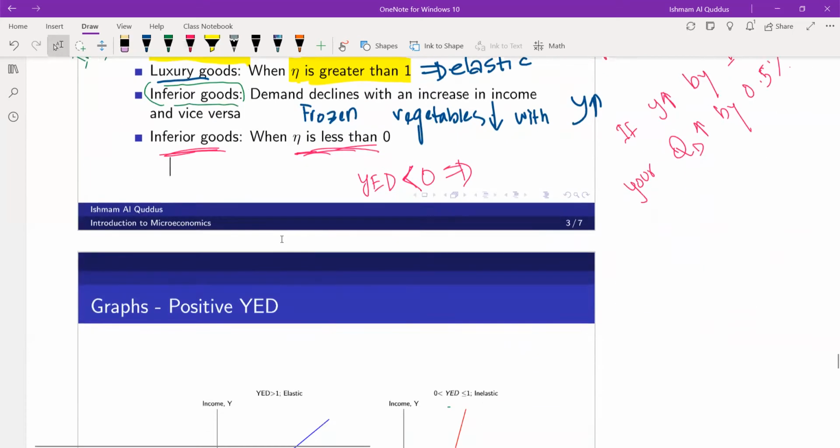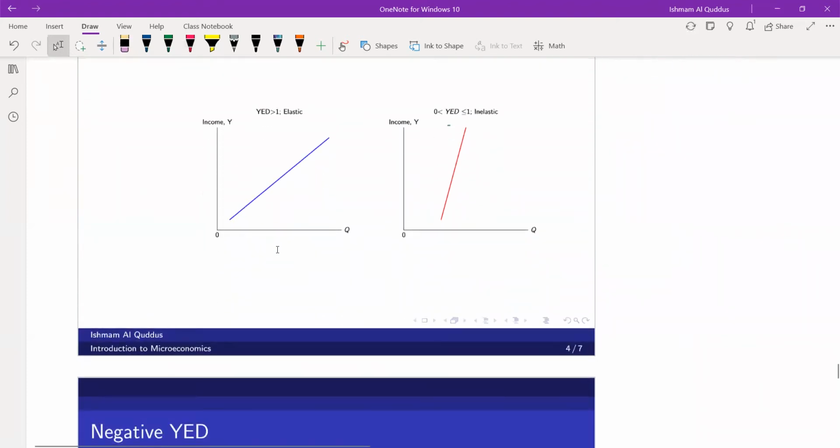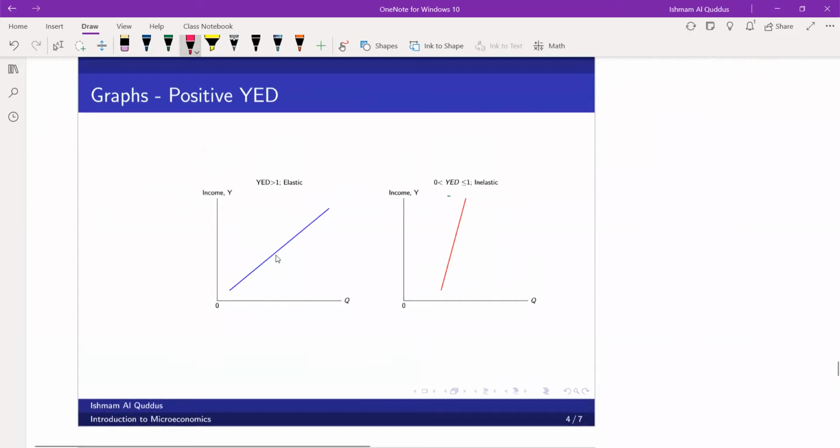The graphs of these different types of values are presented here. I've illustrated a few of those, for example, YED greater than 1, elastic. Remember I told you, luxury goods, elastic. And when we are talking about YED value between 0 and 1, that is inelastic, because necessary goods, right? Necessary goods.